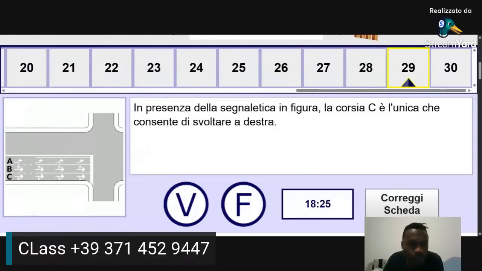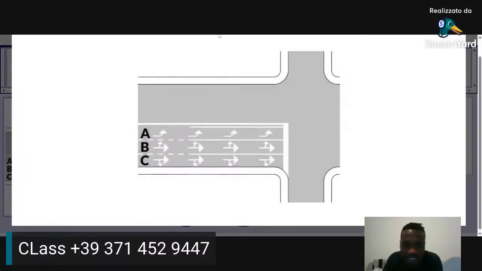Okay, good. Now, look at how the question says. It says the same thing I showed you right now. In presenza della segnaletica in figura, la corsia C è l'unica che consente di svoltare a destra. So here it says the lane C is the only one that allows you to turn to the left. Okay?